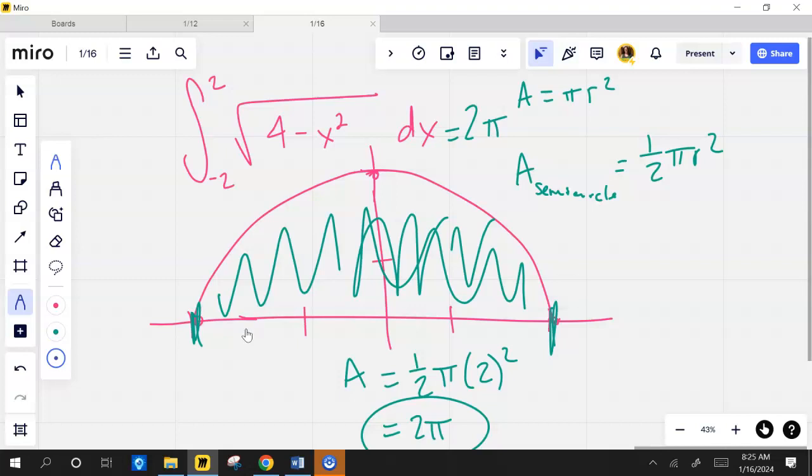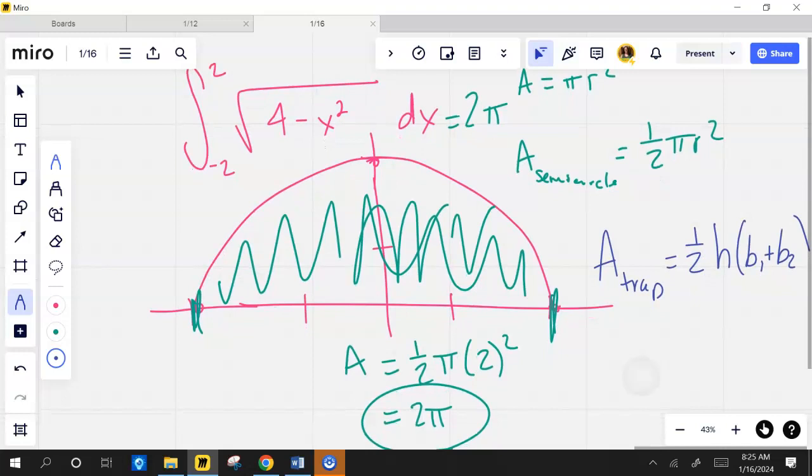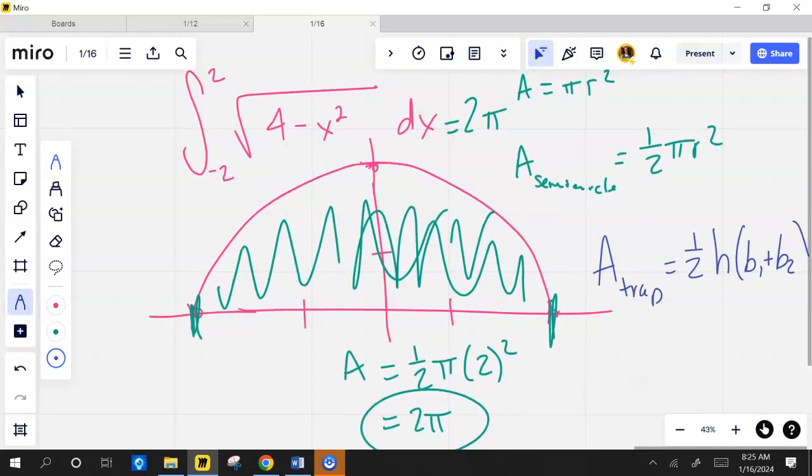Area. Y'all are going to love trap rule when we get there. Yes. 1/2 height times base 1 plus base 2. What y'all ask me? Oh, calculator.